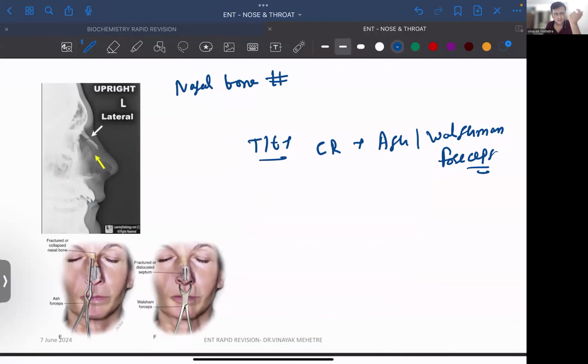Now the question will be tricked. Nasal bone fracture with edema. Nasal bone fracture with edema. What do you think? We will wait for 7 days, if edema present. Yes, 1 week, so that edema can subside and we will do close reduction again, right?